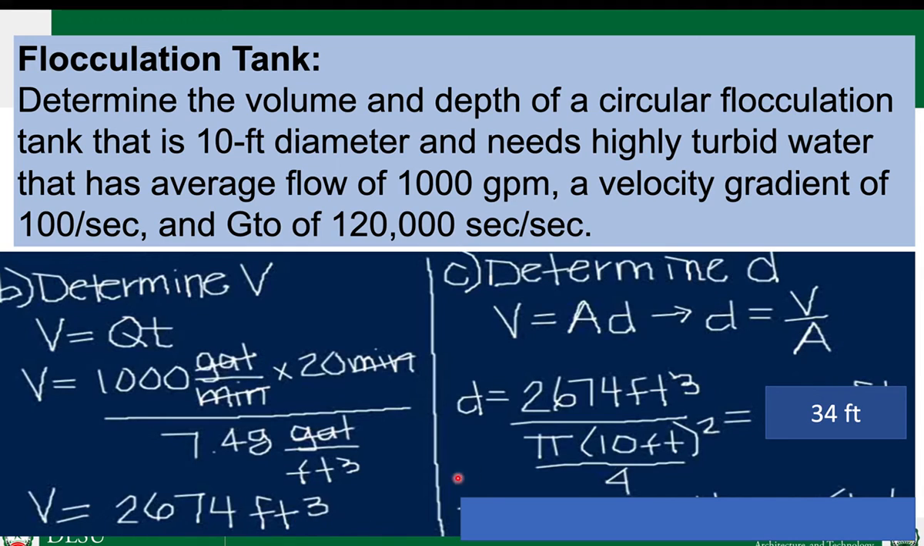which is 2,674. And for letter C, we're going to find the depth of the tank. So the volume equals area times D, the depth of the tank. So your D equals V over A. So the volume, 2,674 cubic feet, divided by pi D squared over 4, which is 34 feet as your final answer.